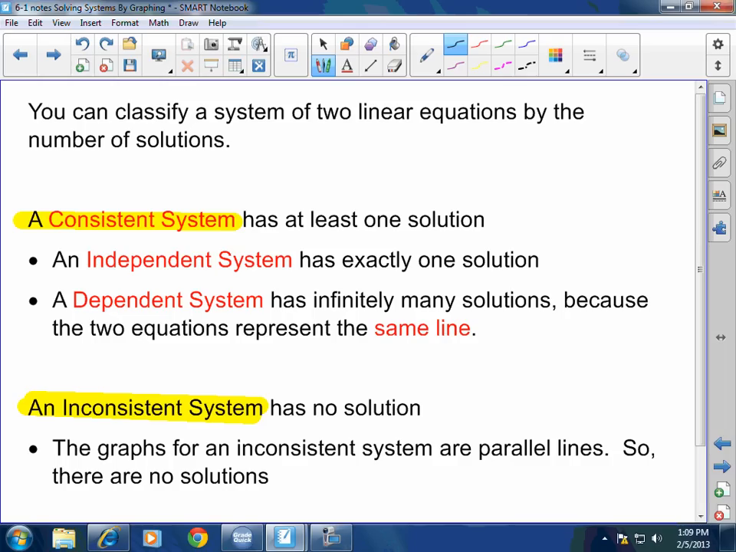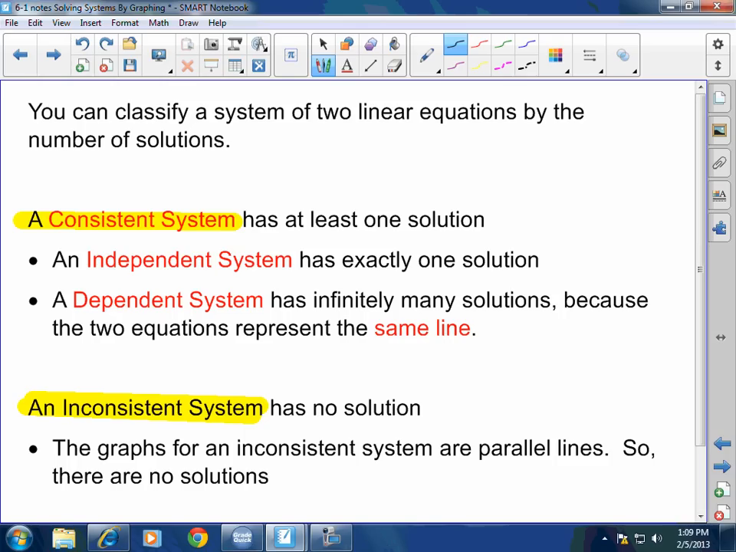The second category is an inconsistent system. An inconsistent system has no solution because the graphs for an inconsistent system are parallel lines. That means that their slopes are the same, but y-intercepts are different. So since it is a parallel system, there are no solutions.